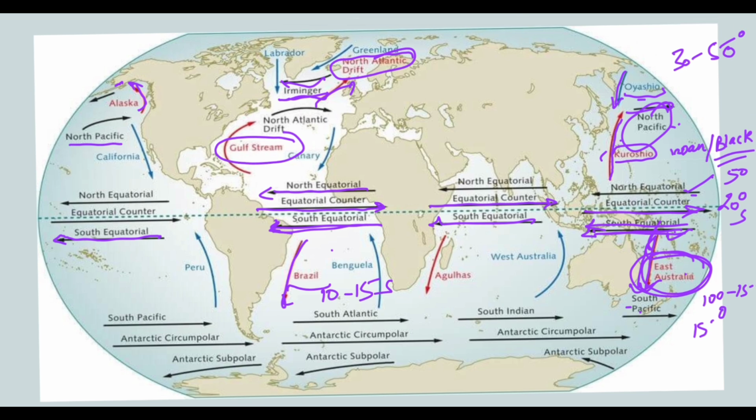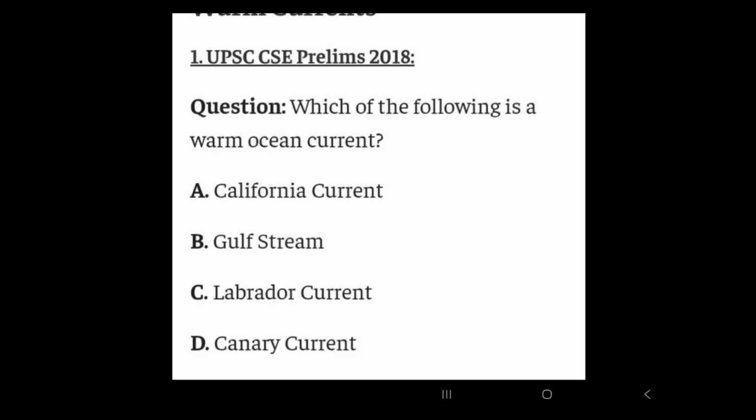Let's now look at the previous year questions which were asked previously. This was asked in the UPSC CSE prelims in 2018. Which of the following is a warm ocean current? California Current, Gulf Stream, Labrador Current, and Canary Current. And the right answer is Gulf Stream, because the Gulf Stream is a warm ocean current that flows from the Gulf of Mexico towards the North Atlantic Ocean.